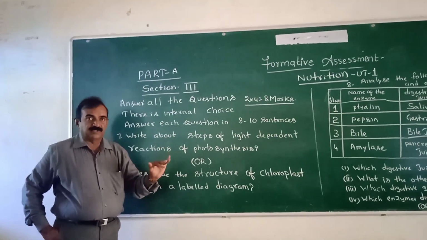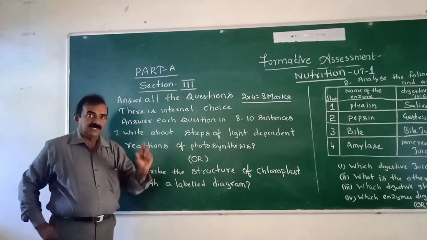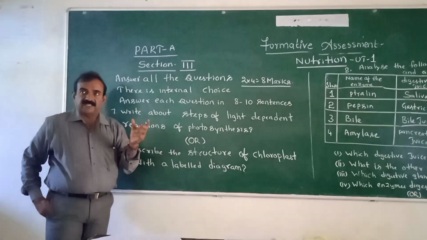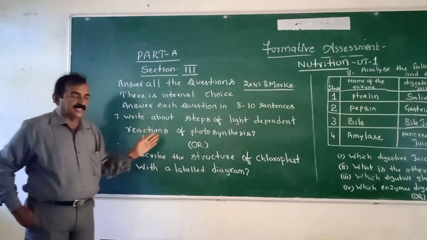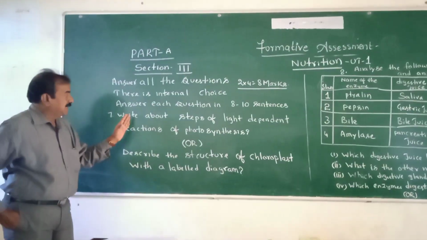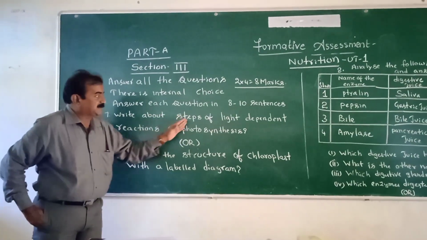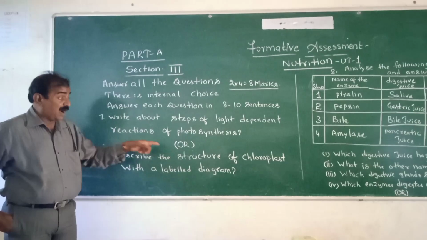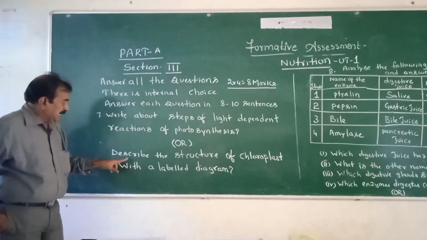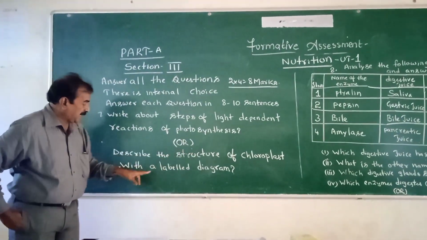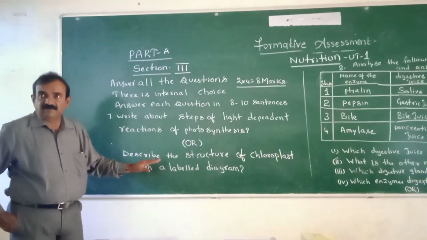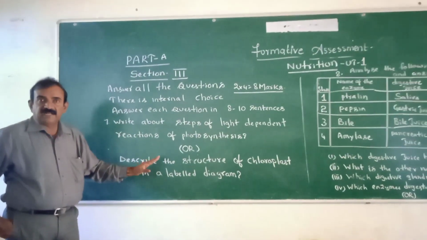Step 1 is there, step 2 is there, and small information is given. There are more than 8 lines, and that answer you need to write here. Okay, I am reading it once again: write about steps of light dependent reactions of photosynthesis, or describe the structure of chloroplast with a labelled diagram. Page number 10.